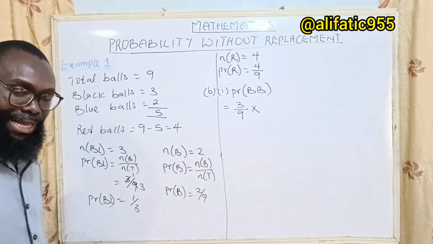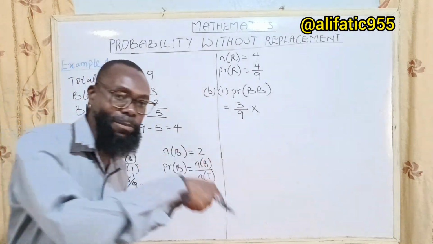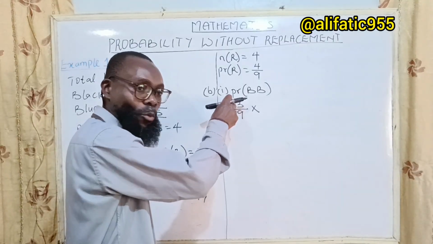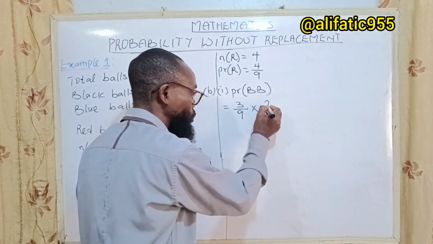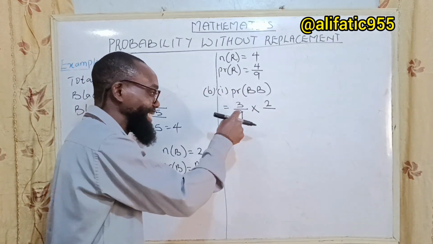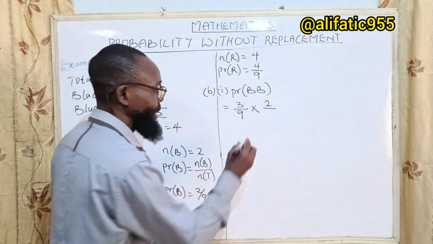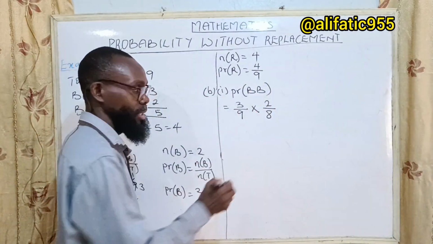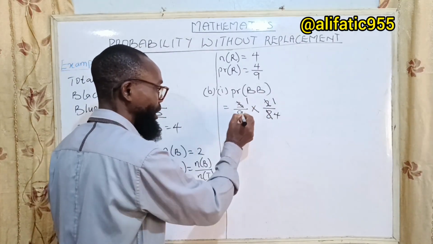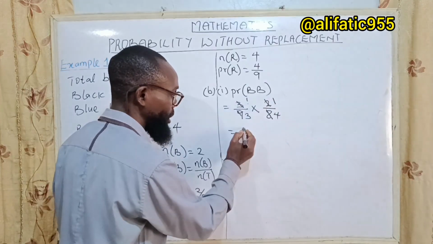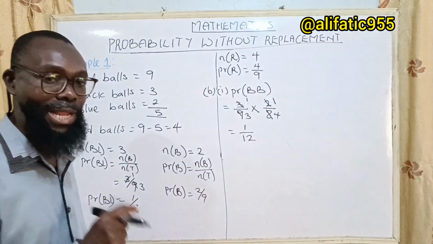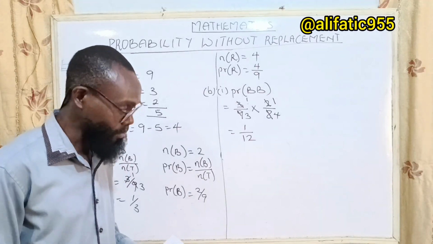Now for the second black, without replacement means this first black, which is this 3, 1 has been removed. It will be reduced to 2 over. Since 1 has been removed from here, definitely this 9 also will be reduced by 1. That is what? To give us 8. 2 goes here, 1. 2 goes here, 4. 3 here, 1. 3 here, 3. So we have 1 times 1, 1 over 12. So that is if both of them are black without a replacement.